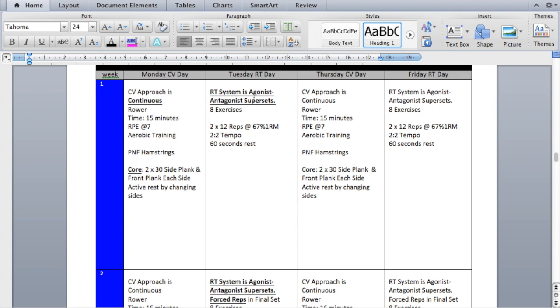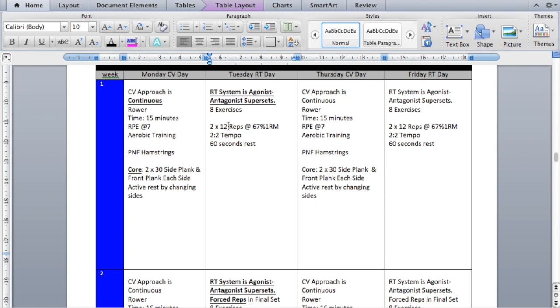On day 2, the resistance training day, the name of the resistance training system is Supersets, and it's agonist versus antagonist, so opposite muscle supersets. There are 8 exercises to perform on the day.